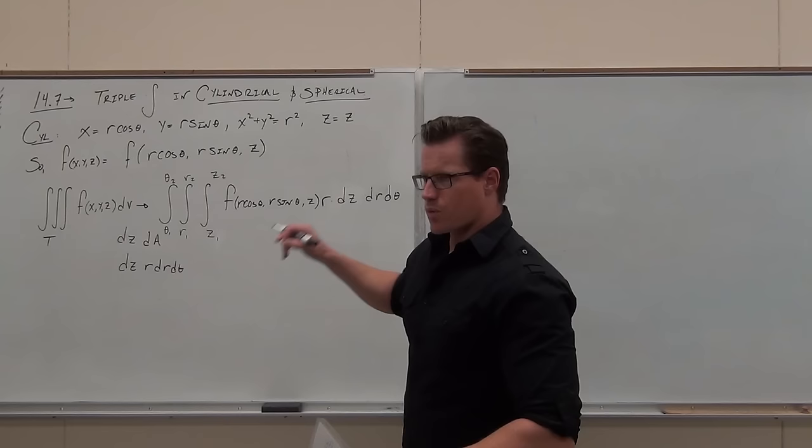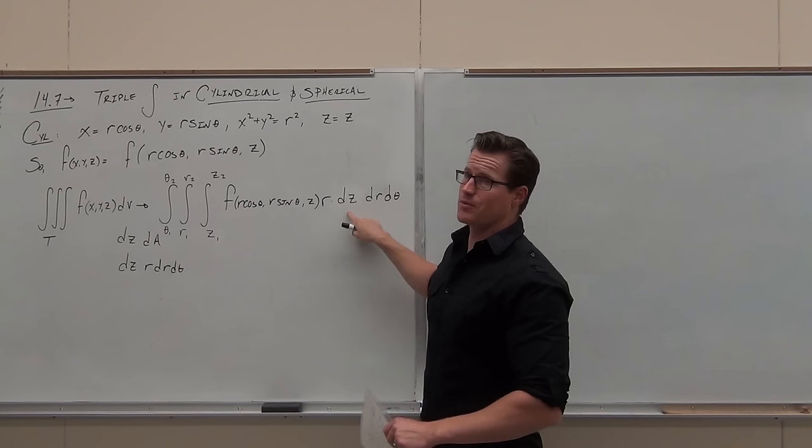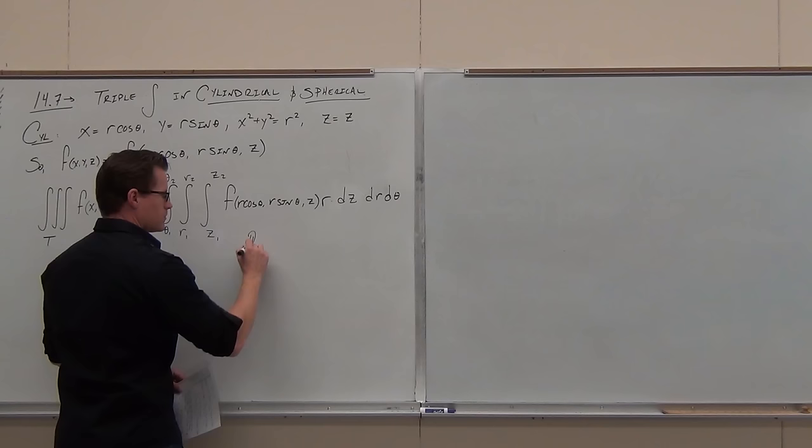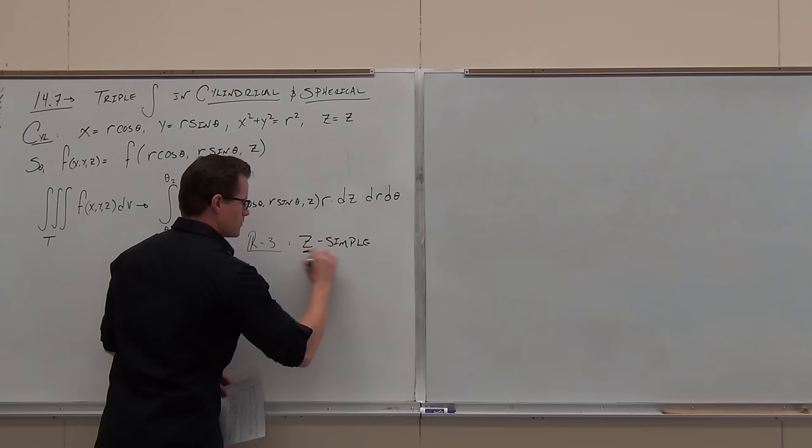In order for this to work, you know that this has to be done in a certain order. You don't get to flip these around. Z has to come first. So this must be Z. R3 must be Z simple first. Every single time for cylindrical, every single time.